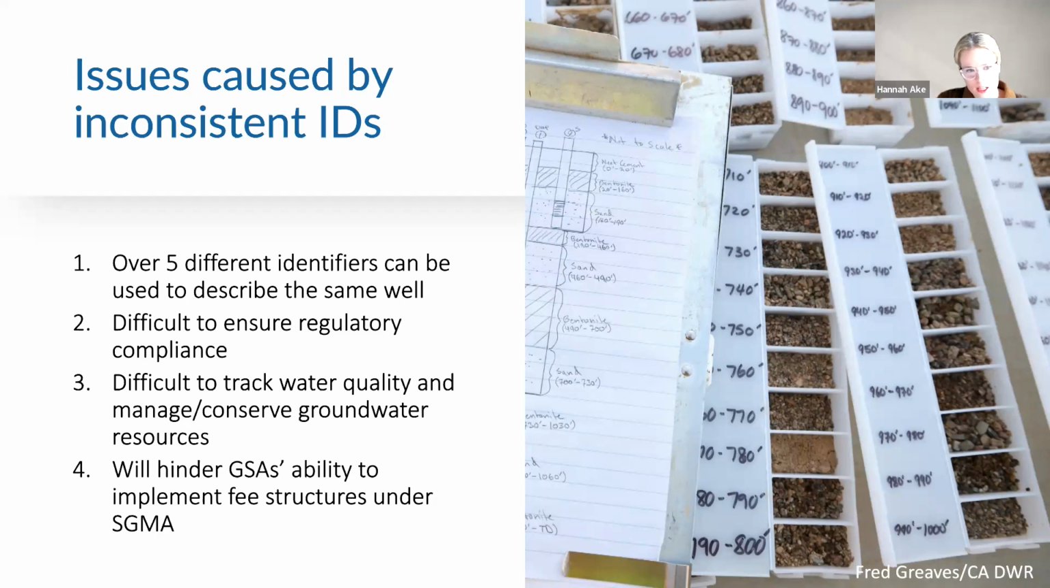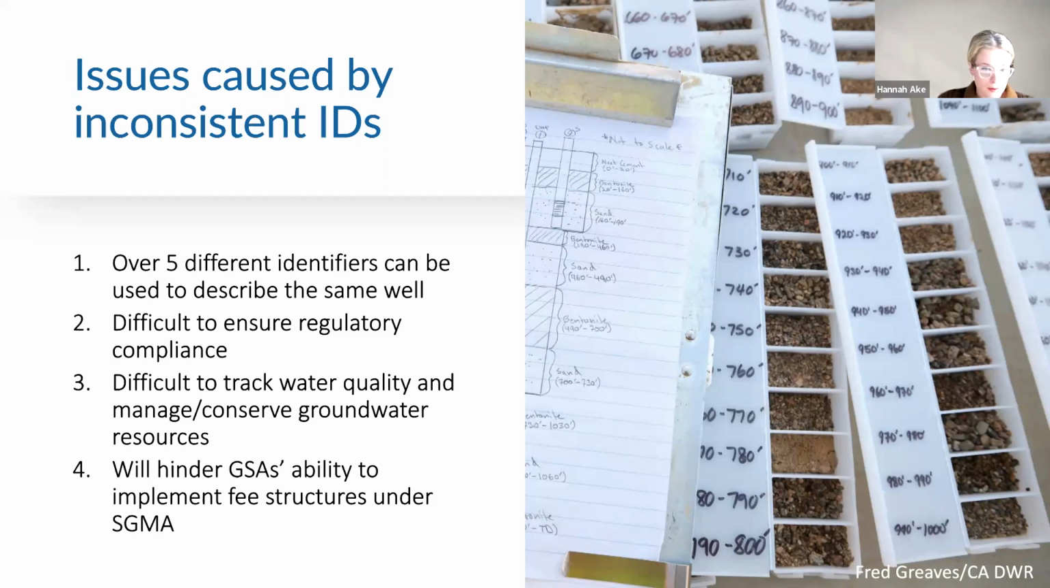The first I already alluded to, which is that over 5 different identifiers could be used to describe the same well, but there's no clear way to ensure that they're in fact describing the same well without ground truthing, and that can be really expensive or really difficult to do if it's on private property. Lats and longs are slightly different between each of these databases and can often differ in accuracy. So this isn't always an effective way to match wells either.